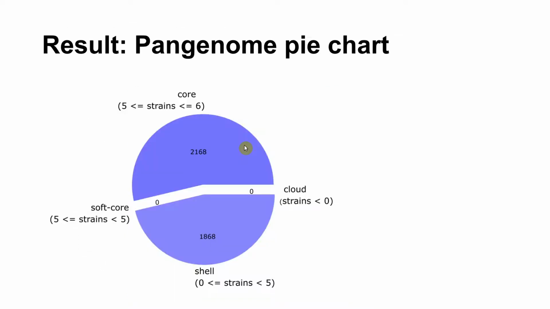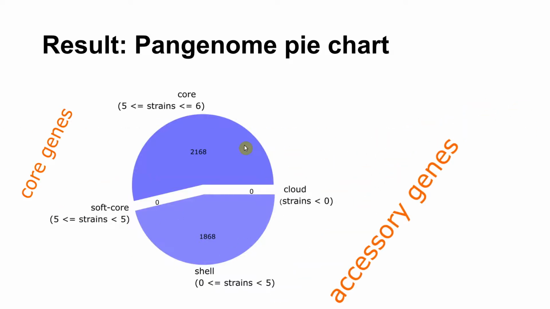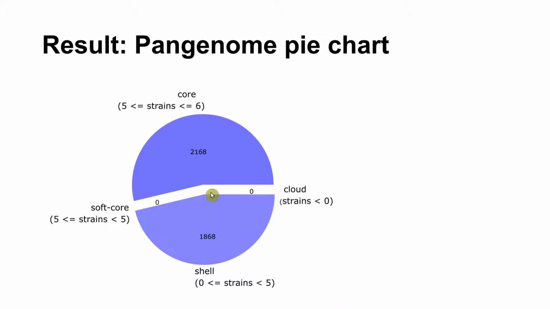The next is the Pangenome pie chart. This pie chart gives us what you call the core and accessory genes, and that is what Roary generates. The core genes are genes that are shared among all the strains. Roary separates the core genes into what you call the soft core and the hard core. Hard core is more like the core, and it uses some criteria found here to determine which genes are soft core. Soft core genes are genes that are shared by almost all the strains under study, and hard core are genes that are shared by all the strains under study. So with this pie chart, you realize that 2,168 genes are core, and for the soft core, there is zero.